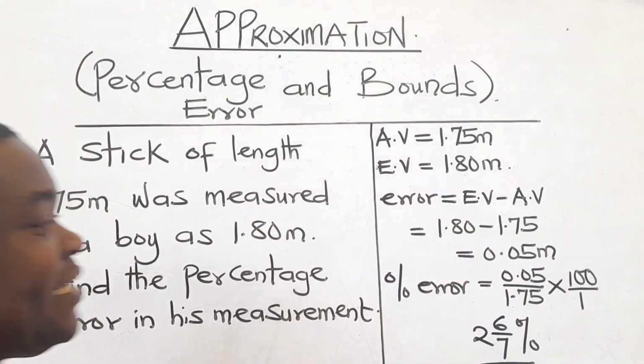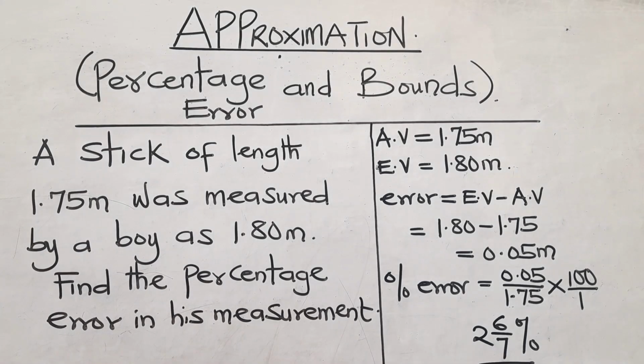So this is his error. The error is 2.2 whole number 6 over 7%. 2 whole number 6 over 7%.